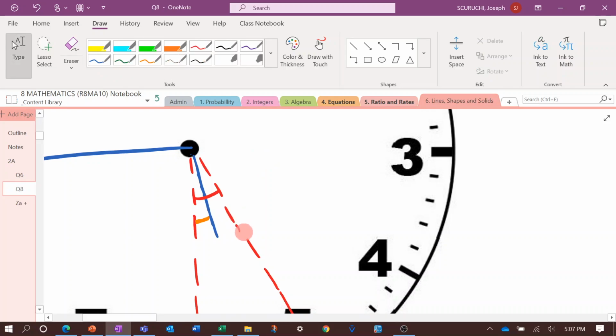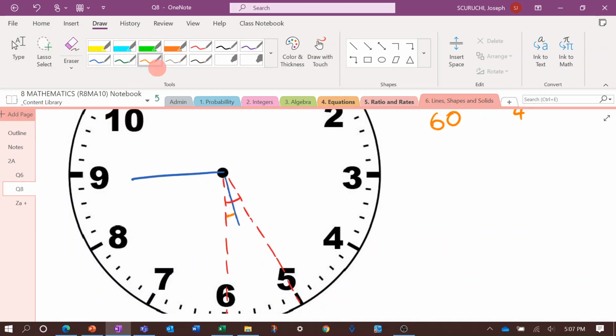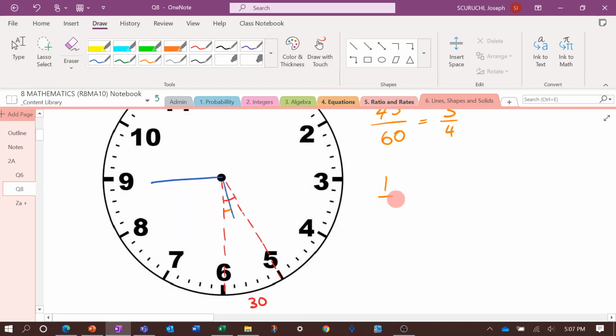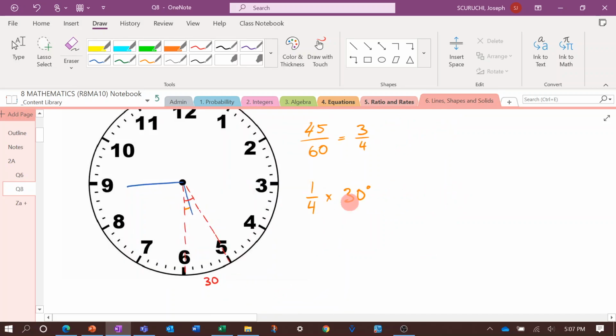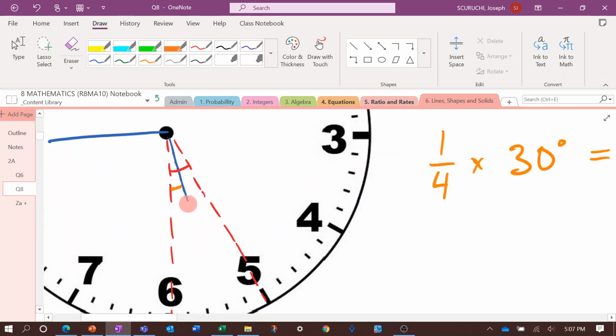So what I'm going to do is the following. I'm going to say 1/4 of 30 degrees. What is 1/4 of 30 degrees? That's 1/4 times 30. We can use our calculator here. So I'm going to go 1/4 times 30. It's 7.5 degrees. So that means that right there is 7.5 degrees.